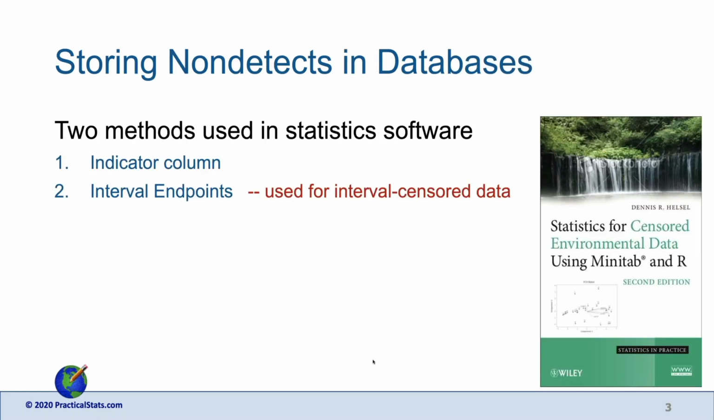If you want more information on some of this, and especially on the input of data to interval censored methods, and on the methods themselves, you can go to the book that I wrote back in 2012, Statistics for Censored Environmental Data using Minitab and R, and get some more information there as well.